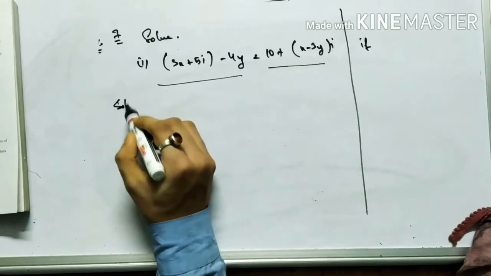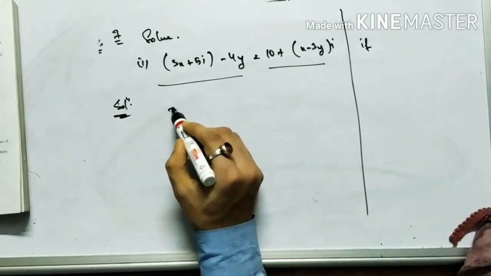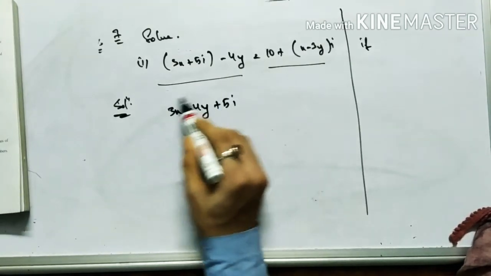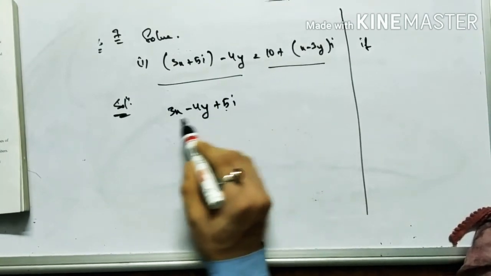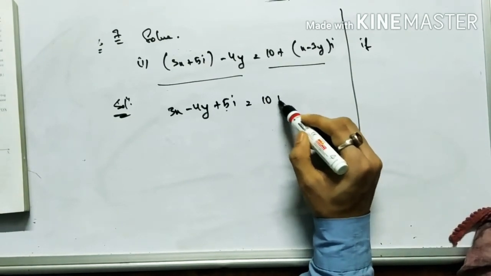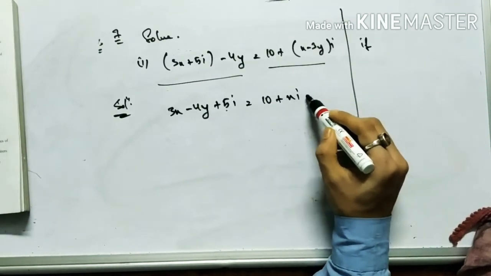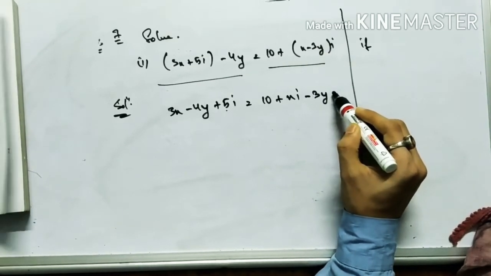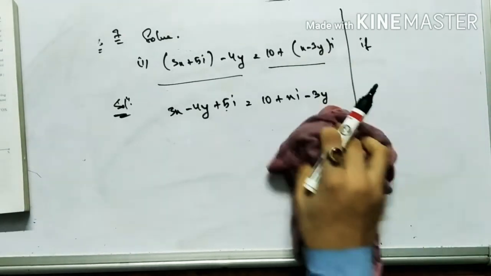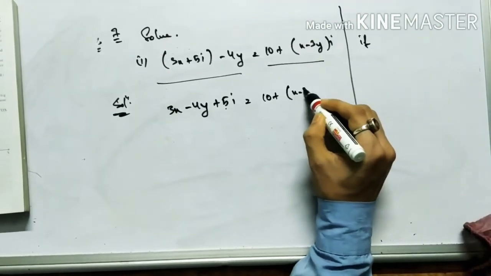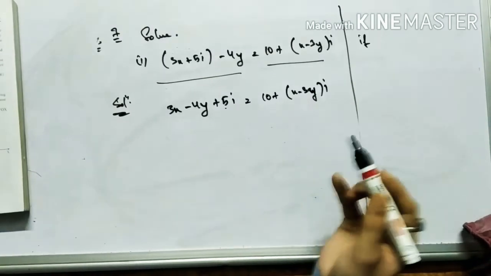Because you see, this one I can modify a little bit here: 3x minus 4y plus 5y, this is the real part and this is the imaginary part, equals 10 plus x i minus 3y. Here there is no need to multiply, it is already in a plus ib form: 10 plus x minus 3y i.